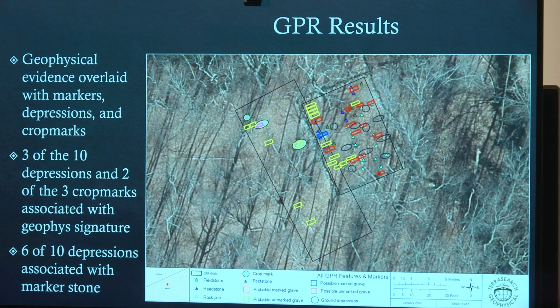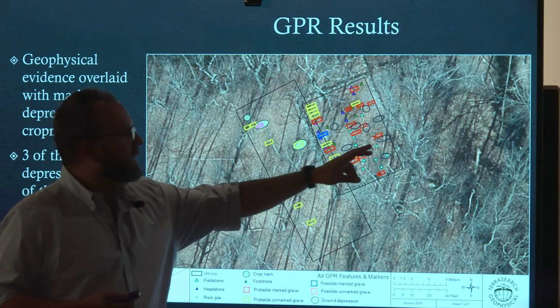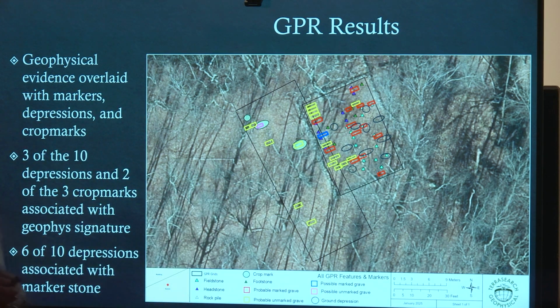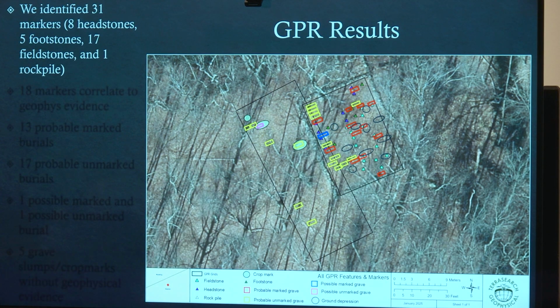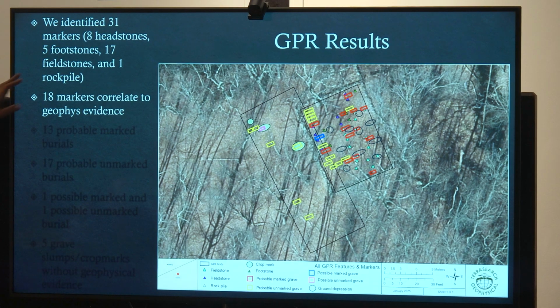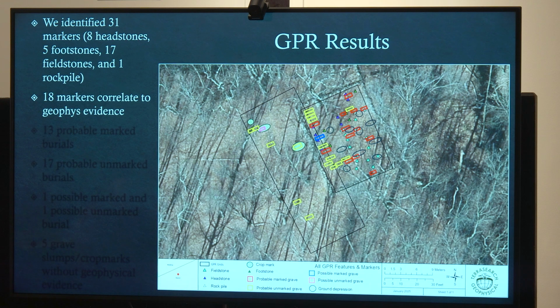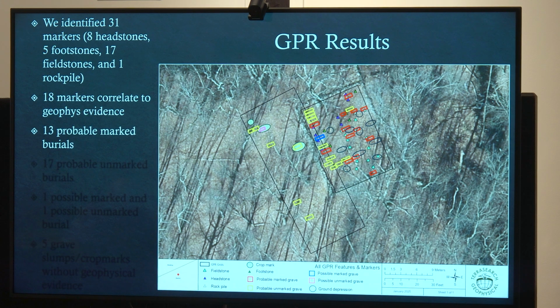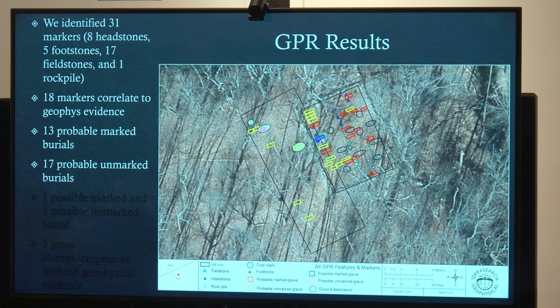So again, I feel pretty good about those depressions being indicators of graves because they are associated with those fieldstones. We identified 31 markers of various types, although some of those are overcounting, right, because there's footstones that go with a headstone. 18 of the markers were correlated with geophysical evidence. There were 13 probable marked burials, 17 probable unmarked burials, so that's 30 that I'm really sure about.